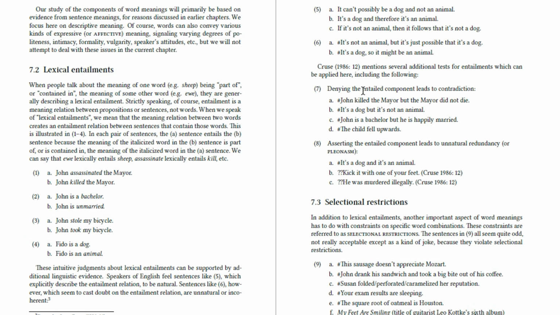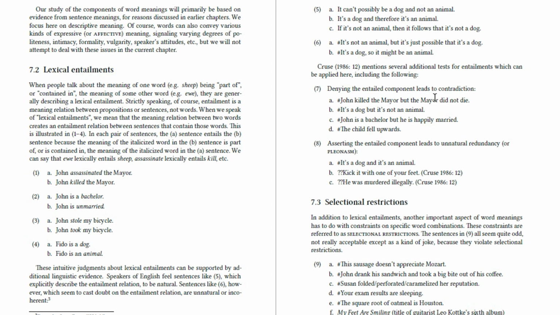In number 7, we have denying the entailed component leads to contradiction. And we previously defined it. We said there is a contradiction sometimes in sentences, and these sentences make us quite confused, and we have to tell others what we really mean. And here, John killed the mayor, but the mayor didn't die. So here we can find a contradictory sentence. Why? Because if you kill the mayor, I suppose there will be a funeral or someone already dead, and no opportunity or chance for that mayor to be alive. And suddenly you read the sentence, but the mayor didn't die.